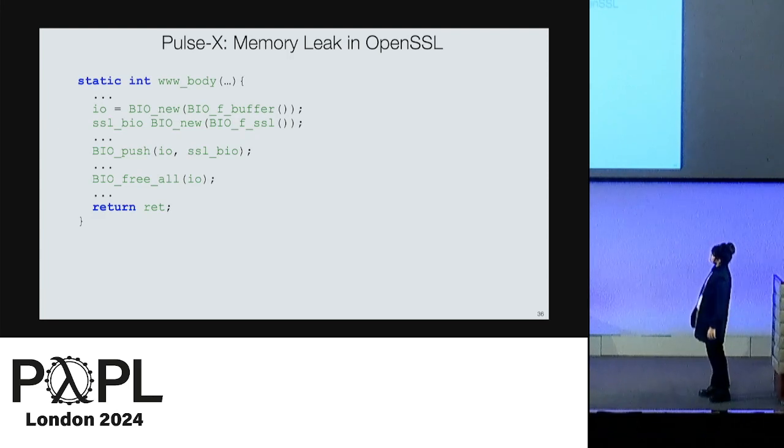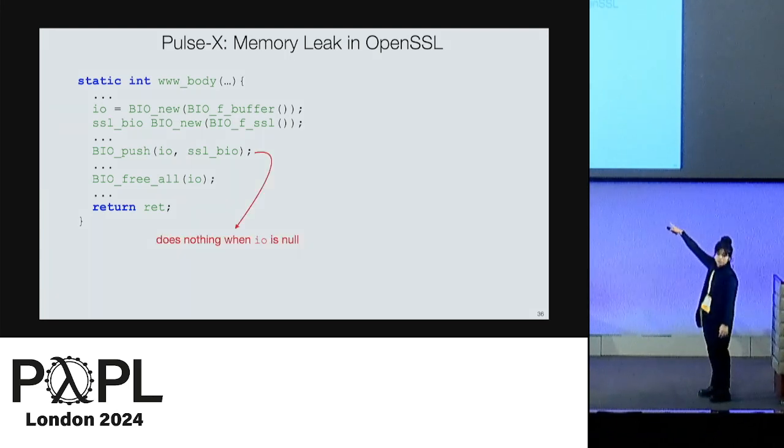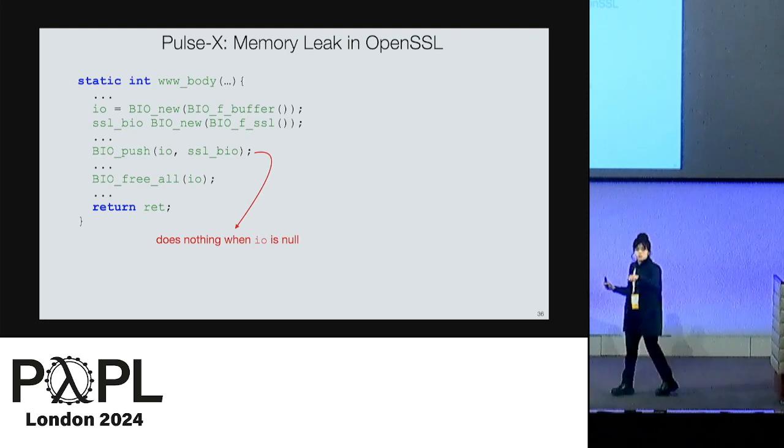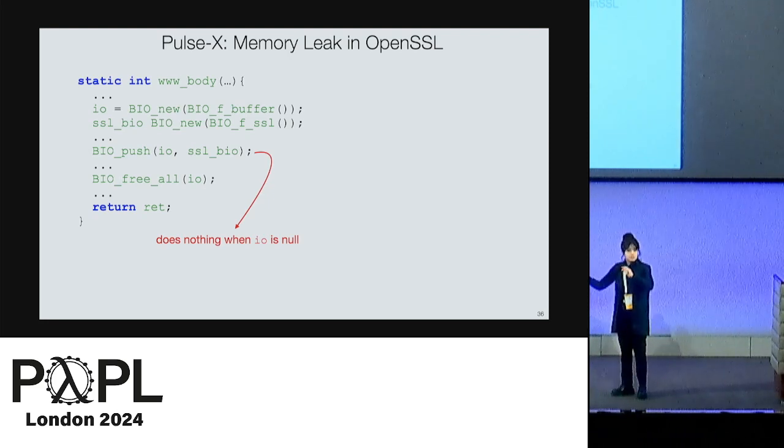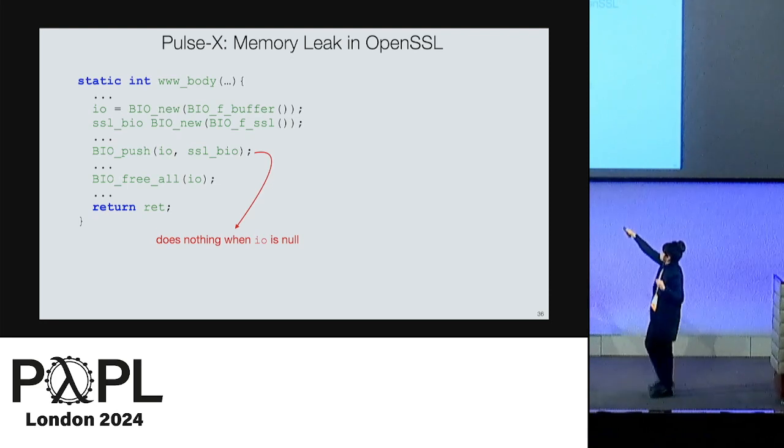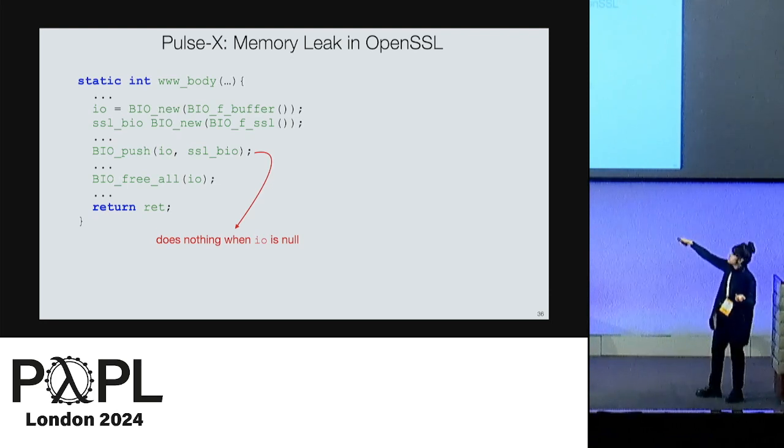Now the problem is, if you call push with IO being null, it silently does nothing. So if you pass it a buffer that is null with an entry, it just does nothing, which means that your entry is now not pointed into. So it's kind of dangling there. As a result, if IO was null, it's now not in the buffer, and later on when you call free all, you won't be reclaiming that bit of memory. So you will be leaking it.